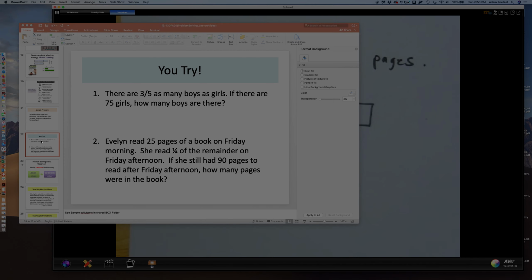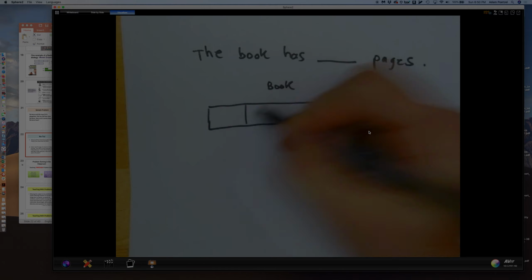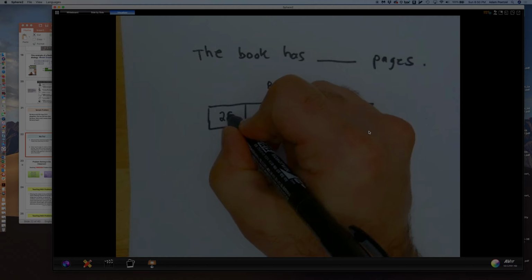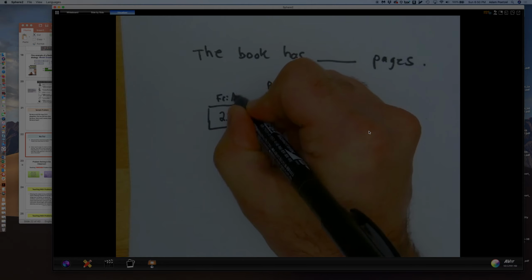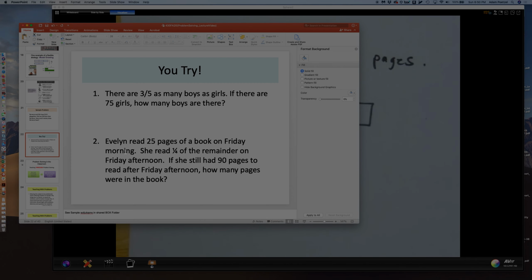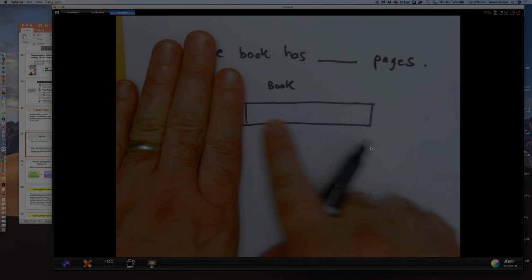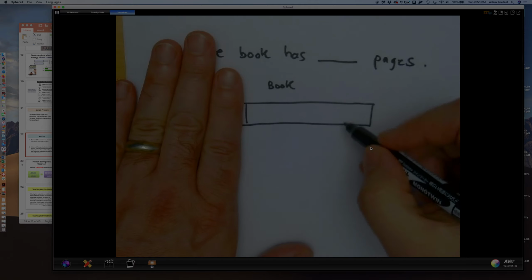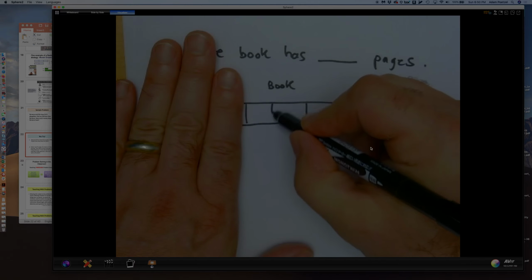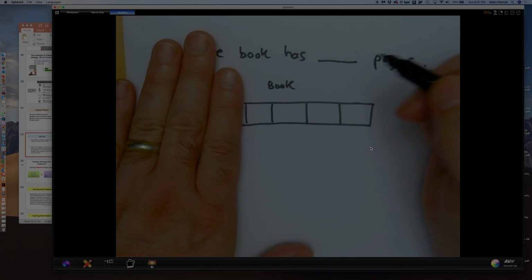I go back, and it says she read 25 pages of the book Friday morning. Okay, well, again, I don't know how much that is, but it's okay. I'm just going to cut it off. This was 25 pages on Friday morning, F-M for Friday morning. Okay, so I'm just marking it up. She read 1/4 of the remainder on Friday afternoon. Well, what's the remainder? That was the remainder. And she read 1/4 of that. So looking at the remainder, I could break that into 4 pieces, and she read 1/4 of that Friday afternoon.